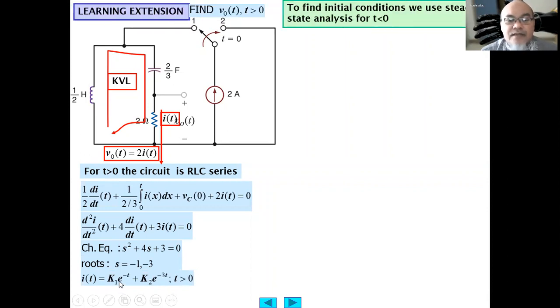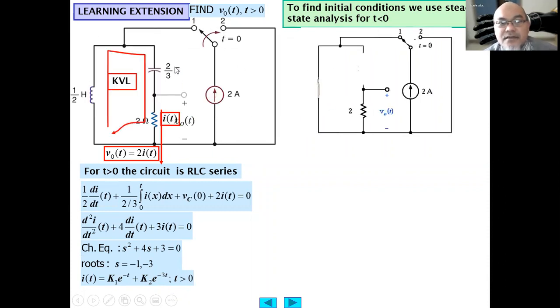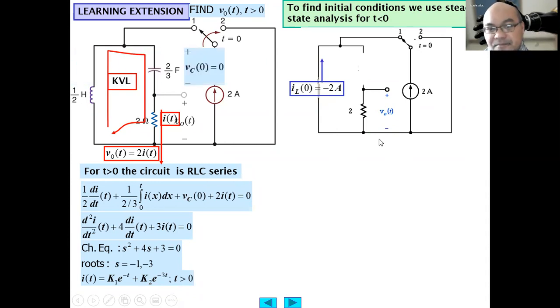So it becomes like this. Now we need to find K1 and K2. To find K1 and K2, we use the condition at steady state before the switch is moved. Before the switch is moved, this is open and this is short circuit. So the current will flow here like this, minus 2 ampere, because the current flows downward. Then the voltage at the C equals zero because no current is flowing through here; this is basically open circuit.